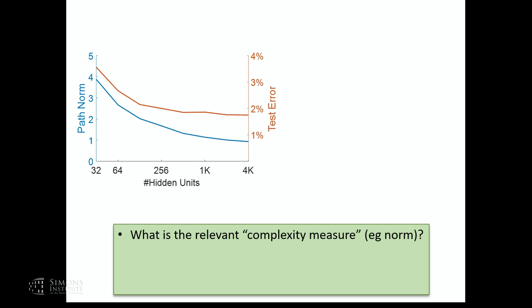And in fact, you can come up with various complexity measures. What I'm plotting here is the path norm. I'm not even going to tell you what it is. It doesn't matter. It's not the right thing that's going on here. You should view this more as a cartoon.